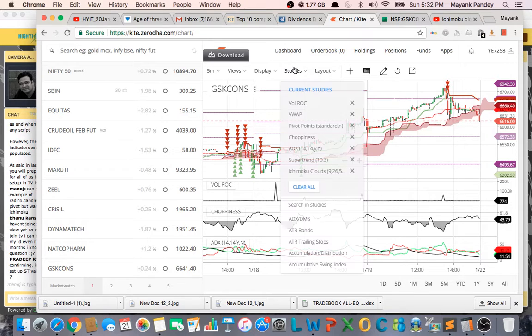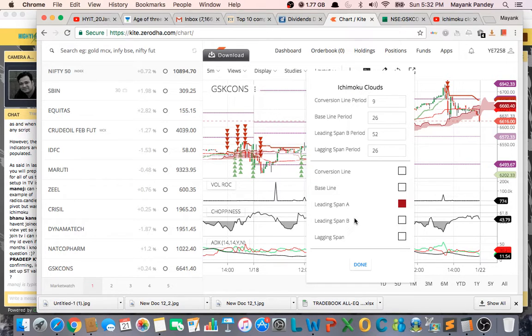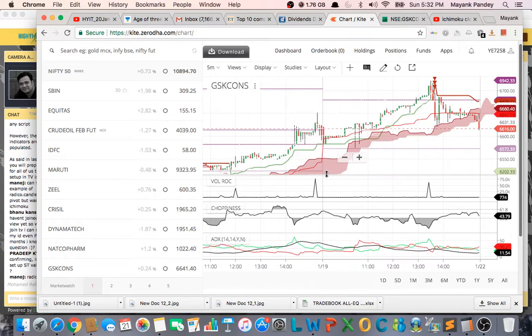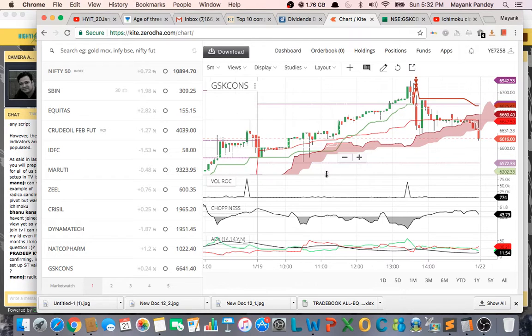But as of now, I don't think that scenario will arise. Okay, right, Parag. This cloud can be used for stop loss also? No. Don't use the cloud for the stop loss, Parag. The stop loss remains the same according to our technical discussions.